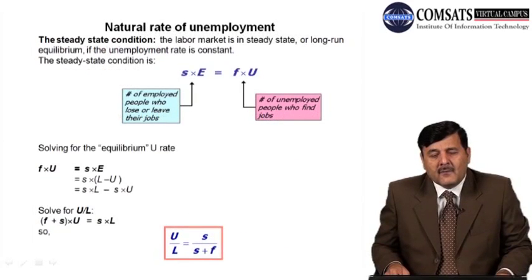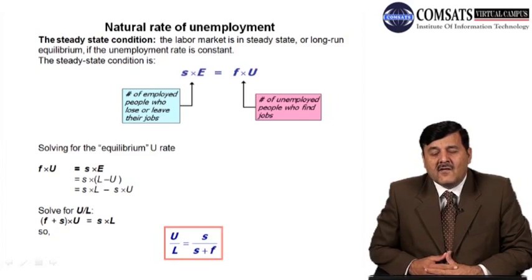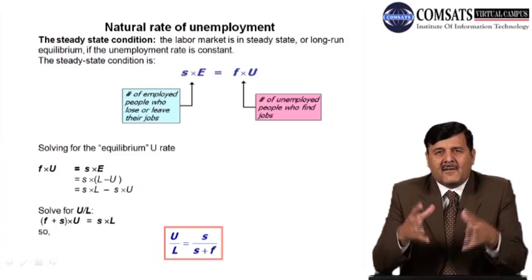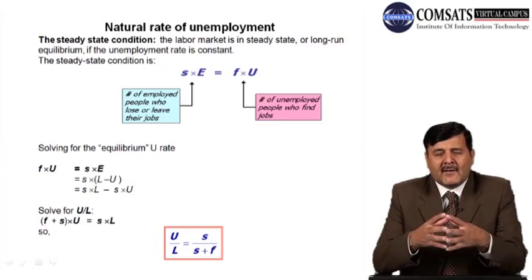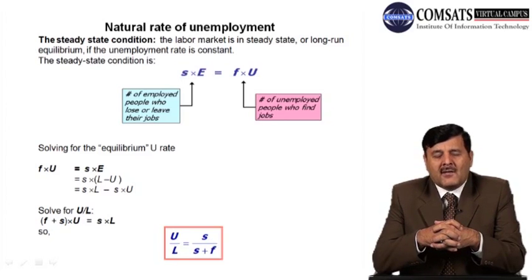Now I will continue with this. What is the steady state of the natural rate of unemployment? So the steady state condition is that the labor market is in steady state or long run equilibrium if the unemployment rate is constant. Right, if unemployment is constant, means the number of people who are separated from jobs is equal to the number of people who find jobs. So if these two forces are equal, to hum kehte hain the labor market is in steady state. There is a long run equilibrium in the labor market.